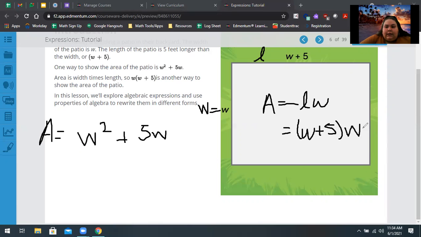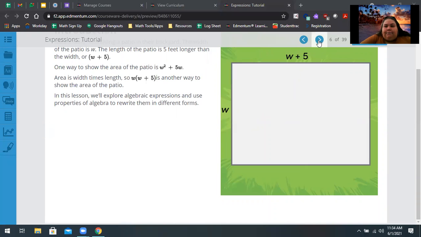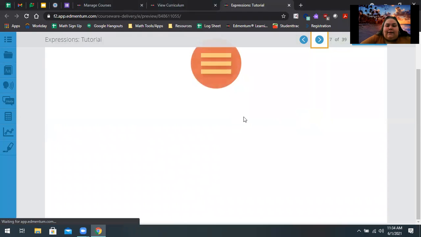Now here, we can still simplify this. I don't like to see those parentheses there, so let's remove them by distributing that W inside the parentheses. So W times W, that is our W squared. Let's keep that same plus sign there. W times 5 is 5W. Matches exactly to what they gave us here. So pretty much they already distributed it for us to give us the area. Moving on to slide 7.